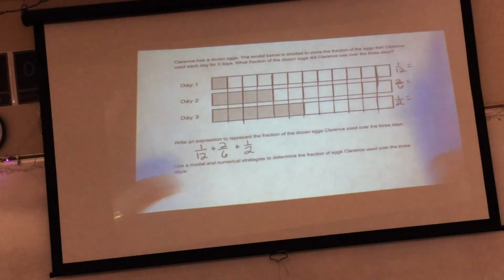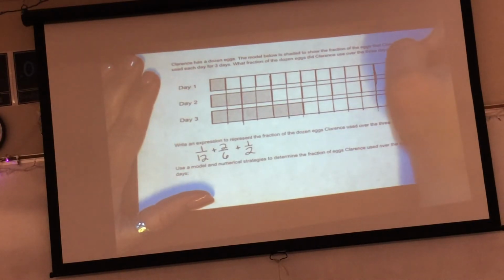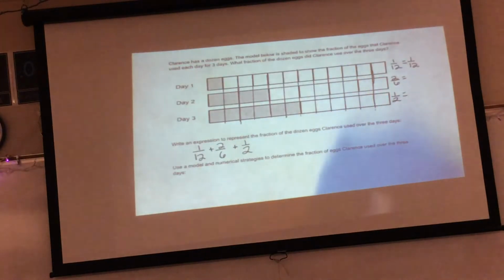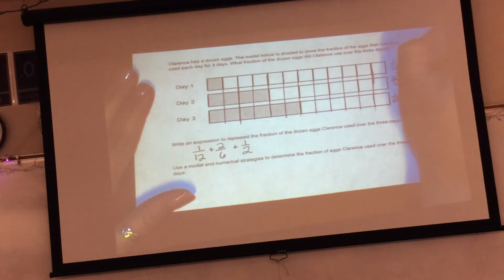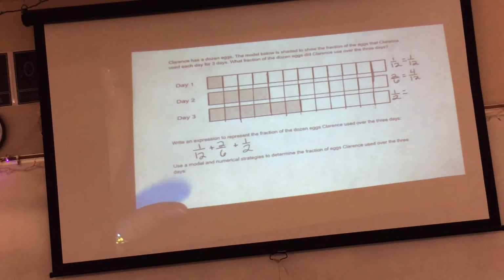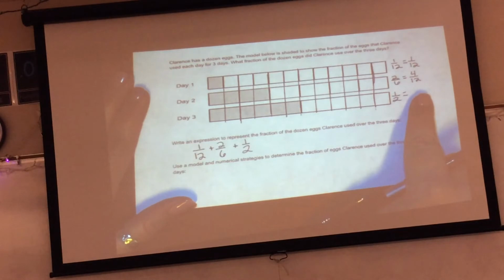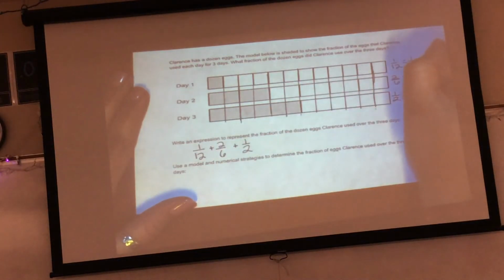So looking at day 1, how many 12ths do I have? 1. I still have 1/12. On day 2, what is this divided up into now? They're divided up into 12ths, and I have 4 shaded, yes. So that tells me that 2/6 is also equivalent to what? 4/12ths. Okay? Day 3, they're divided up into what now? 12ths, and I have 1, 2, 3, 4, 5, 6 shaded, which tells me that 1/2 is equivalent to 6/12.